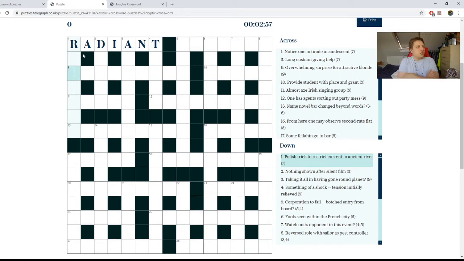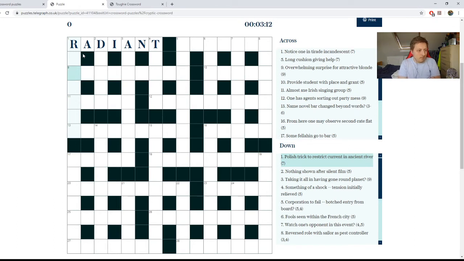Yes, Nile is an ancient river, but it doesn't feel like that fits. What's an ancient river? I mean, Rubicon, maybe? Is that an ancient river? There you go. It is Rubicon, isn't it? Thank you very much. It's got to be Rubicon.